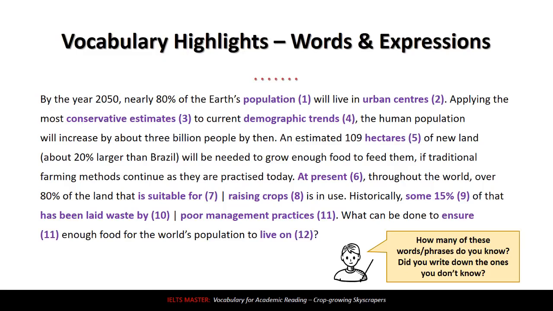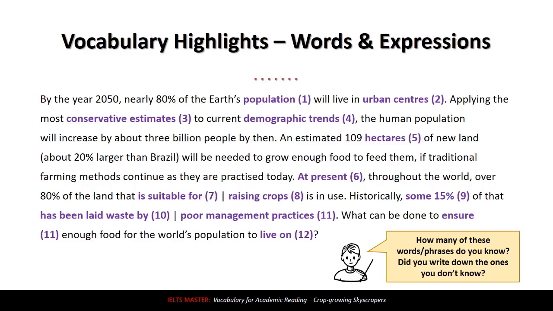Right? Number 7, is suitable for. Notice I didn't just highlight suitable, because is suitable for is a nice expression, and you want to memorize these together if you can. So suitable only is okay to remember, but is suitable for is more useful because you know which words suitable collocates with, which words it comes together with most often. So suitable means it's good or it's okay for. In this case, the land is suitable for raising crops. It's okay to raise crops on this land. It's reasonable to do it on this land.